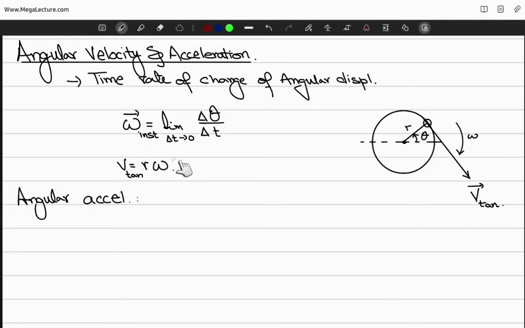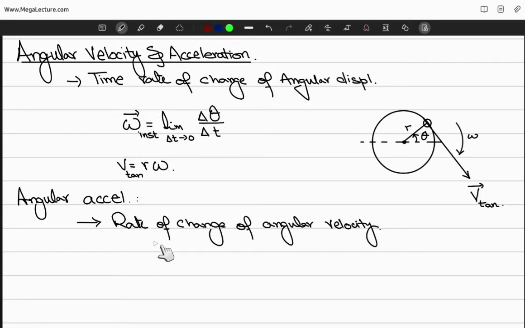So all of this now allows me to think about the change in velocity. What if the velocity changes with time? So that would give rise to the angular acceleration. And what velocity are we talking about? Angular acceleration would correspond to the angular velocity.